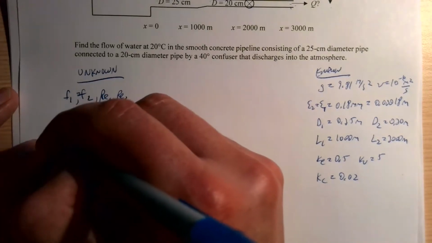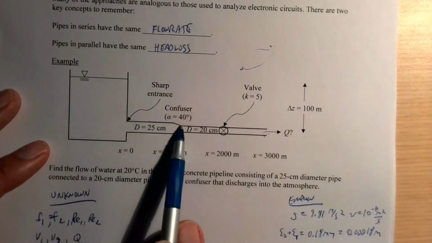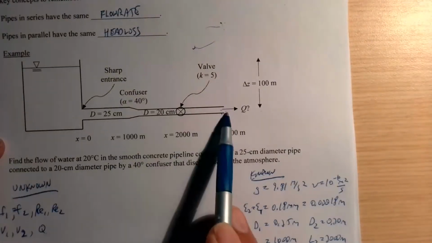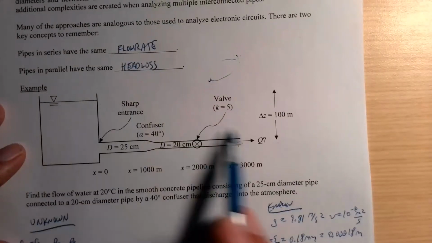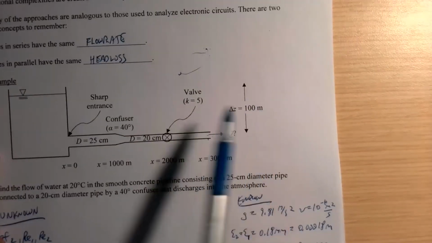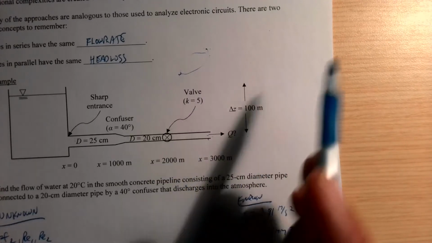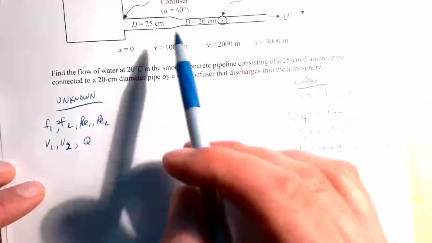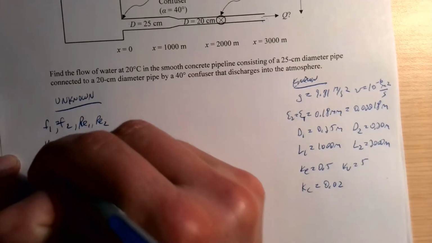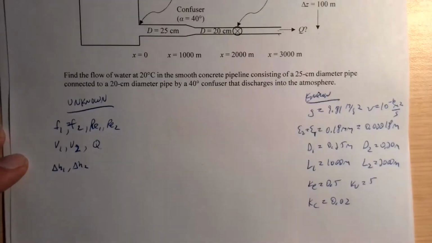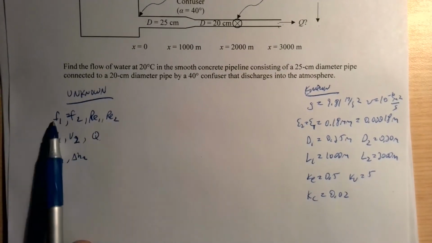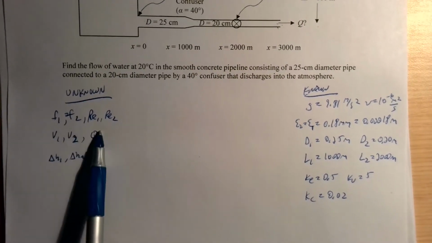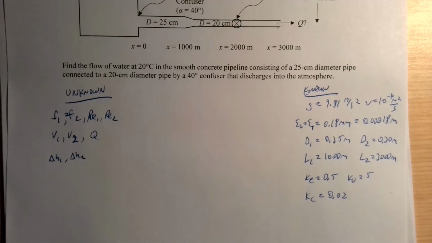All right, so there's going to be some head loss across this pipe, and then some head loss across this pipe. So that's really another thing that I don't know. I know the total here: I'm losing 100 meters of elevation. But I don't know how much I'm losing on the first one and the second one, so delta H1 and delta H2. All right, so look at all these unknowns: 1, 2, 3, 4, 5, 6, 7, 8, 9. Nine unknowns means I need nine equations.